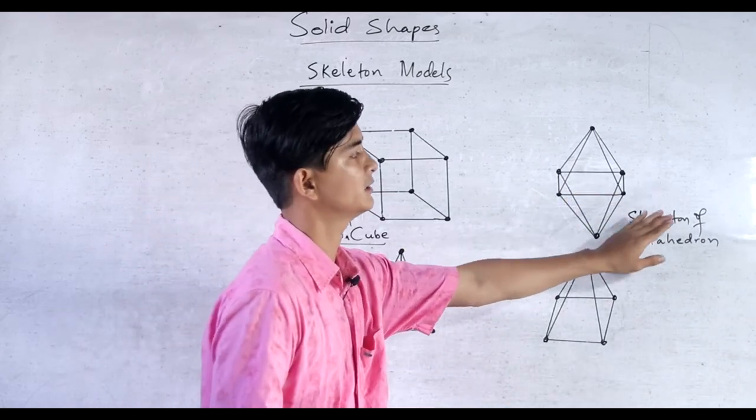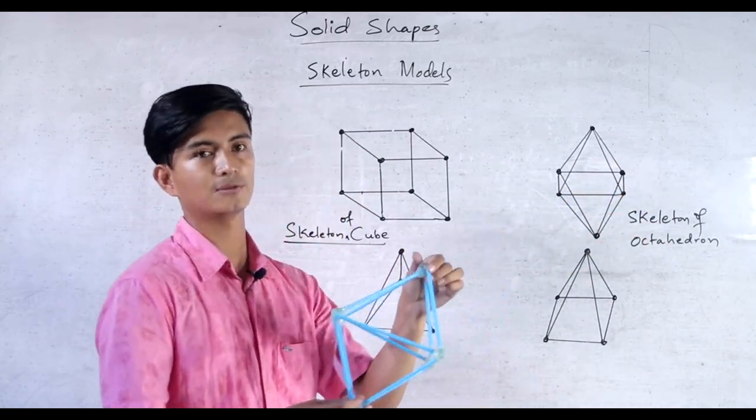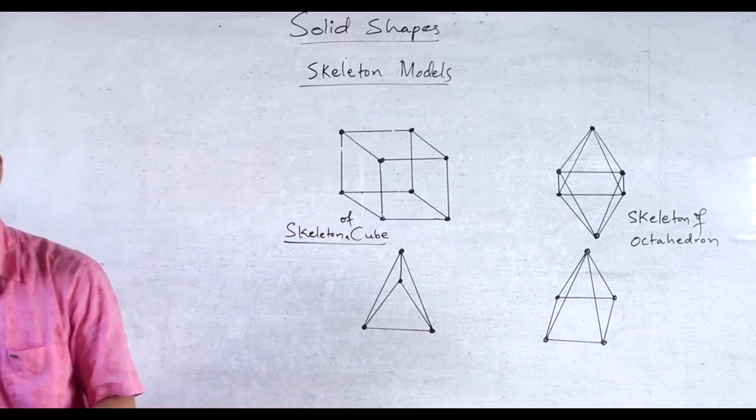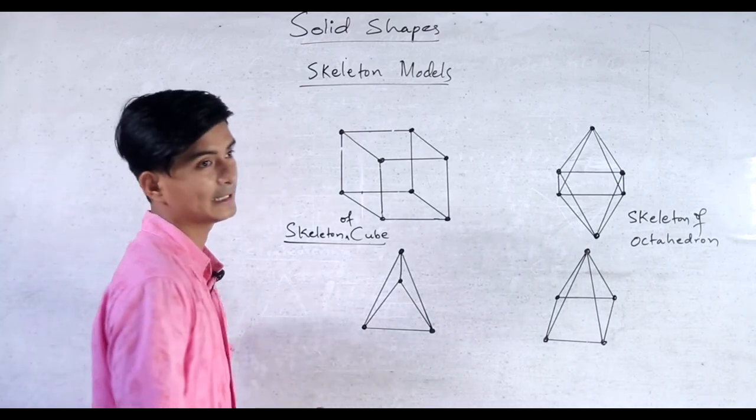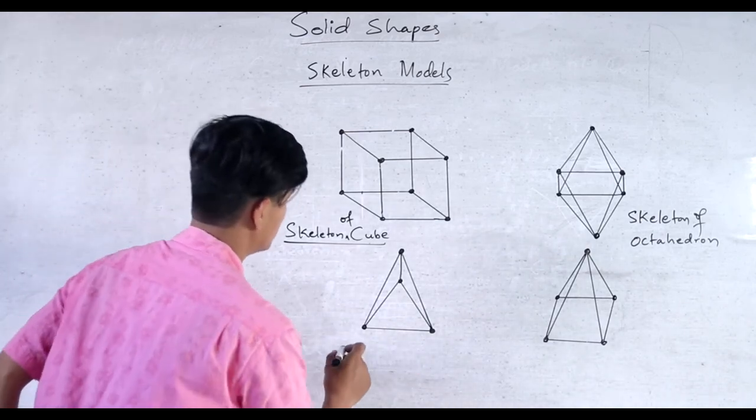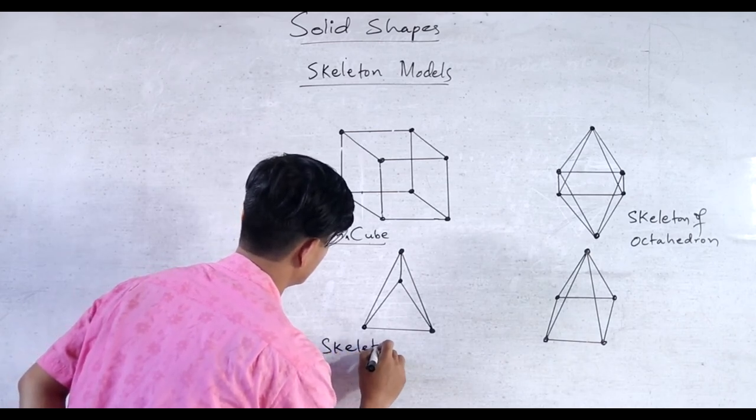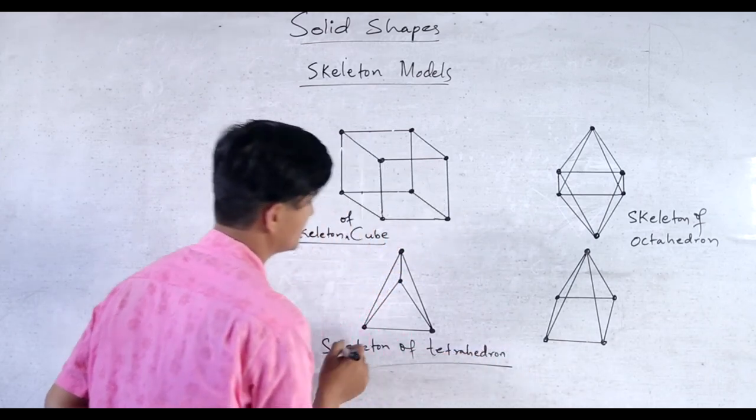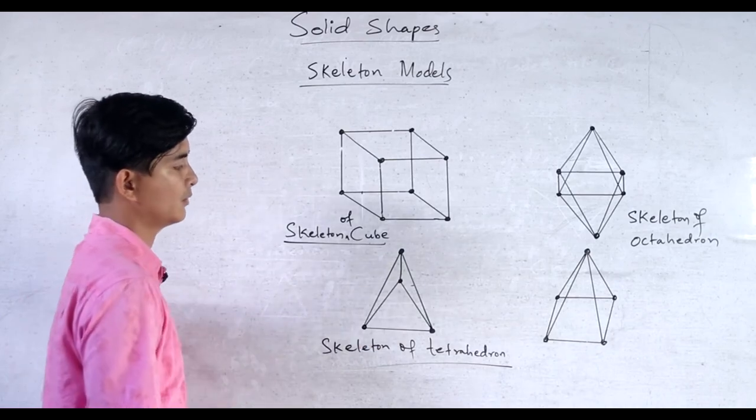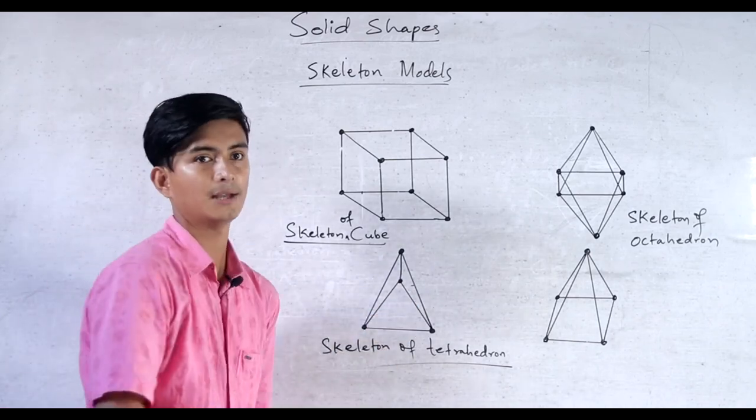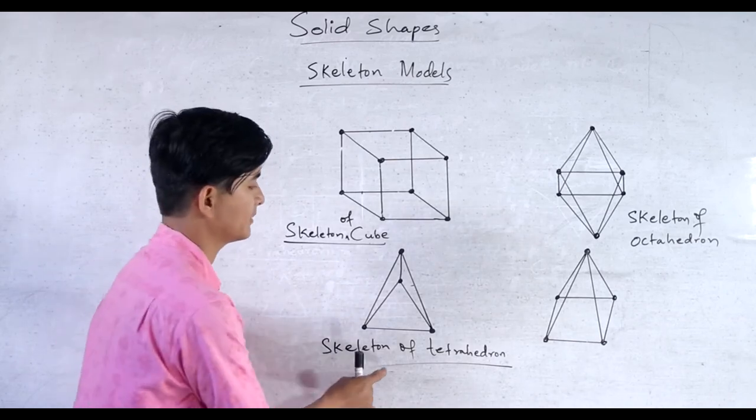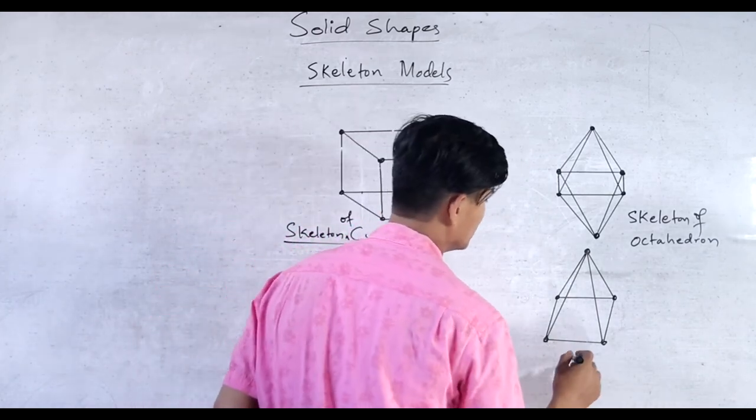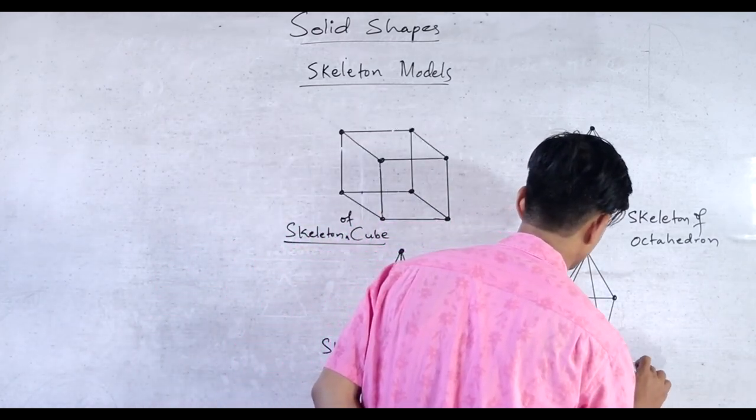So you can see here the skeleton of an octahedron. So this is a skeleton model of an octahedron. Now here, one more I have here. This is a tetrahedron. This is the skeleton of a tetrahedron. Okay, in a similar way you can see how many straws I have used here, or how many edges I have sewn here. So this is the skeleton figure of a tetrahedron, and the other one is a pyramid, the skeleton of a pyramid.